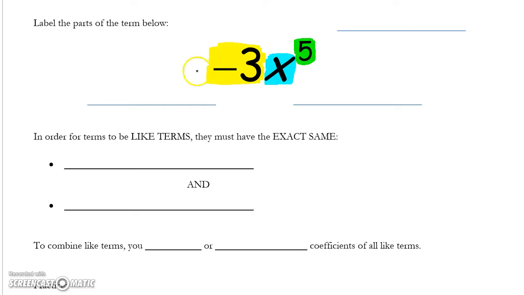That -3, or whatever number is coming in first in our term, is called a coefficient, C-O-E-F-F-I-C-I-E-N-T. This is a coefficient. It's the number in front of our x in this case, which is our variable.